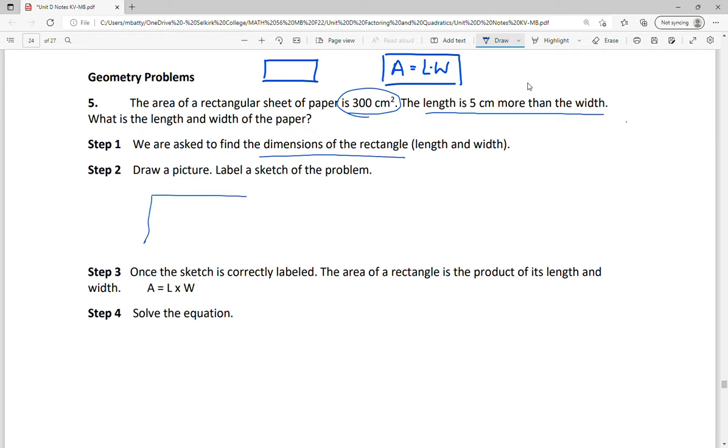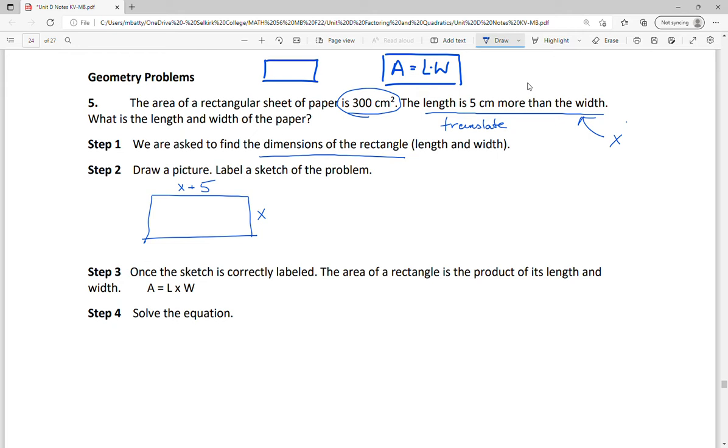I like drawing a picture of these to get started. The other thing is that what you're comparing to gets to be x. So the width is going to be x, and the length I'm going to have to translate. It says the length is 5 centimeters more than the width. So whatever the width is, the length is 5 centimeters more. So I've drawn a picture and I've labeled the sketch of the problem.